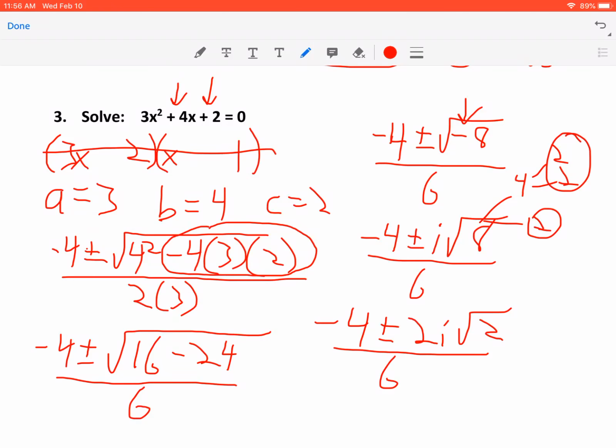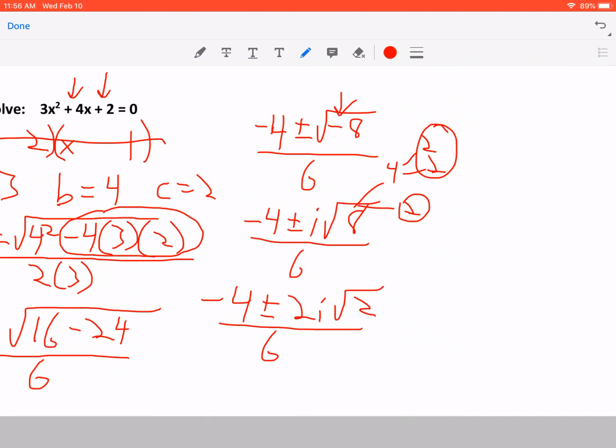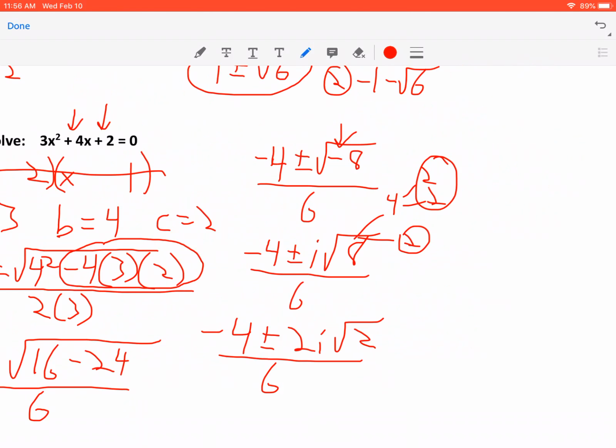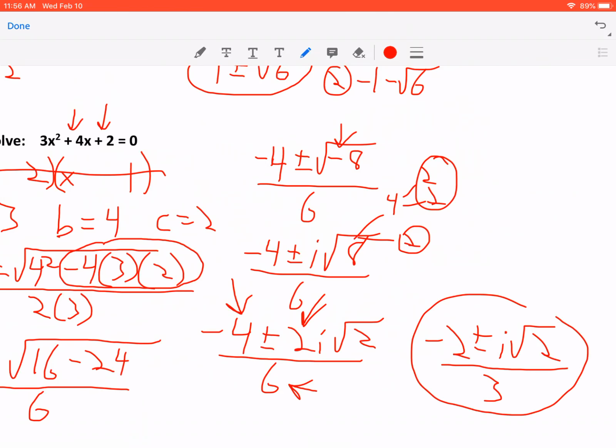But you wouldn't even see that answer. Why would you not see that answer? What's a number that goes into 2 and 4, negative 4 and 6? A 2. So this becomes a negative 2 plus or minus. This just becomes a 1, but you don't need it. So you could just put i radical 2 divided by, how many times does 2 go into 6? 3. Now, if you see an i on the outside, what does that tell you about your graph? When we graph it, it should not touch the x-axis. That's called an imaginary solution.